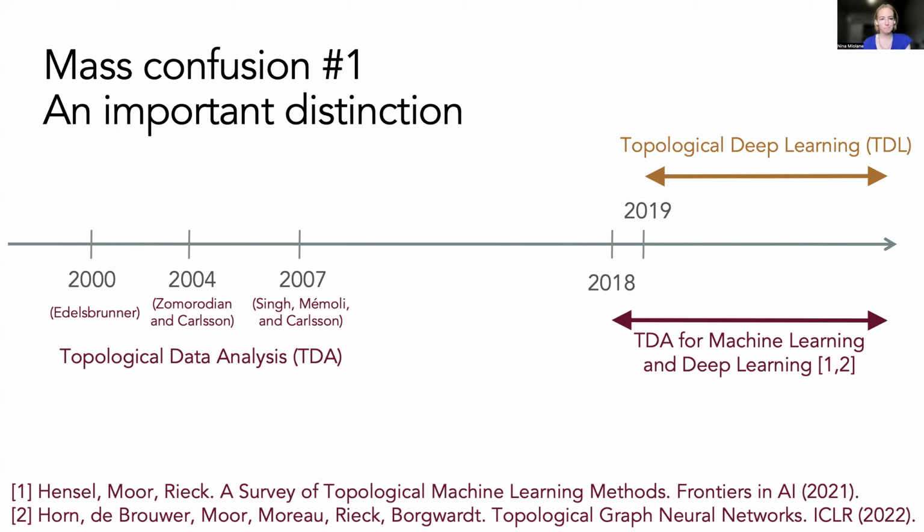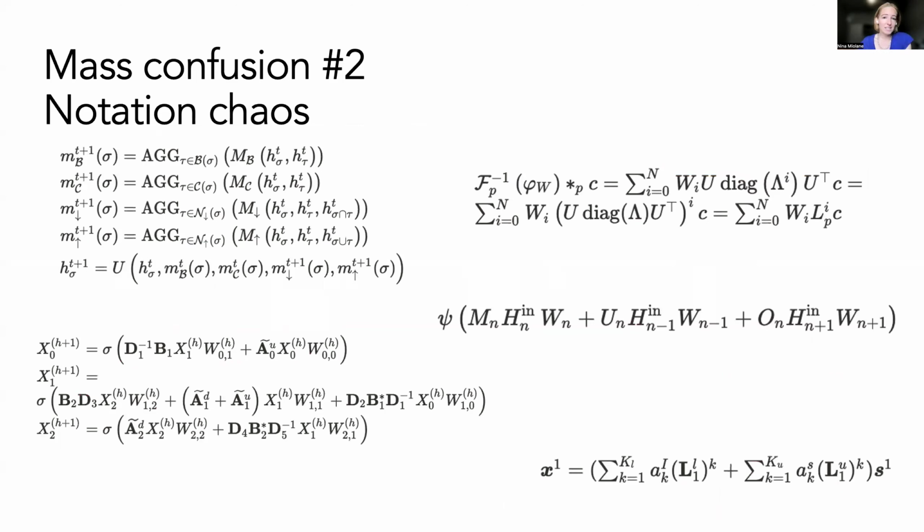And the second confusion is that this literature is growing. This literature on topological neural networks is growing. Yet the notation is very mathematical, and very often there was no unification of this notation. So these are all equations that were taken from different papers, and they all mean the same thing, but you can see that they're written in very different ways.